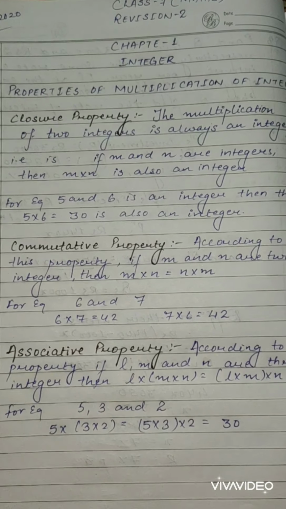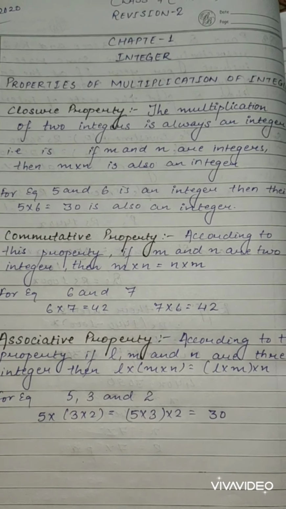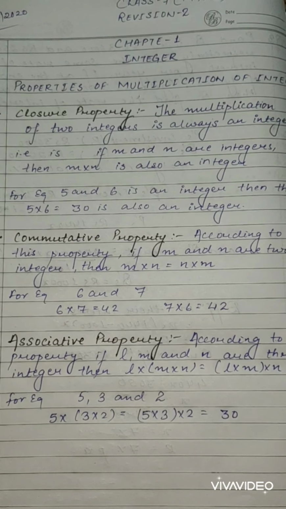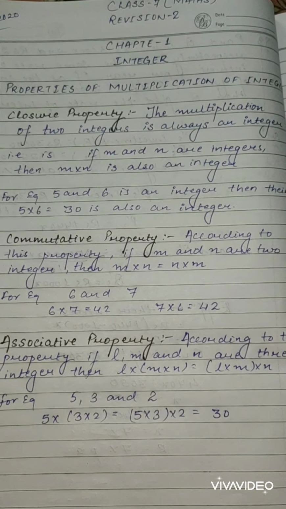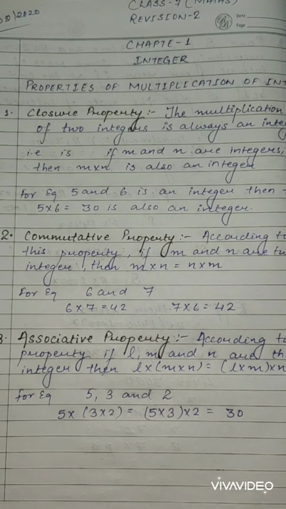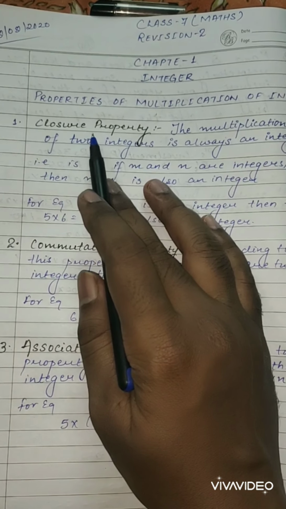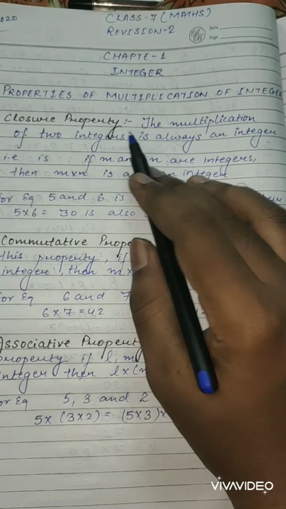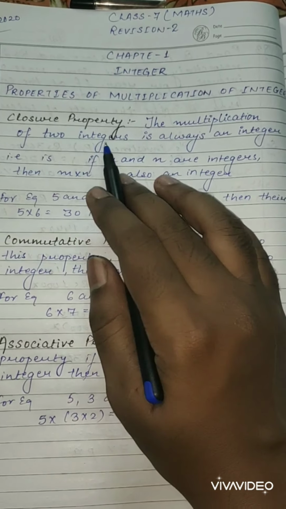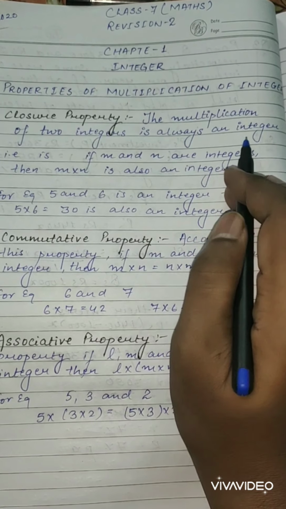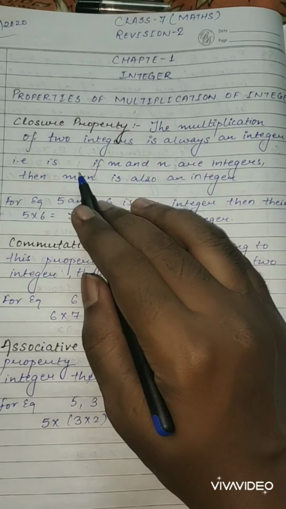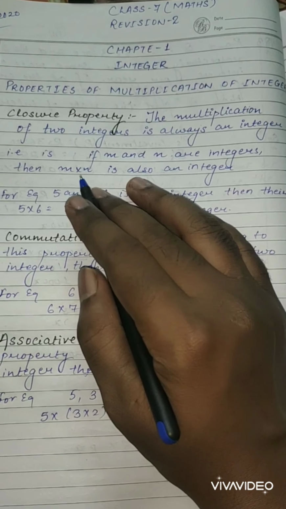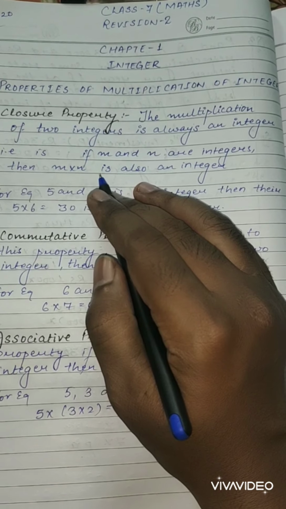Yesterday you saw a few questions based on these properties, and today we are going to revise the properties of multiplication of integers. Your first property is the closure property. The multiplication of two integers is always an integer. That is, if m and n are integers, then m into n is also an integer.